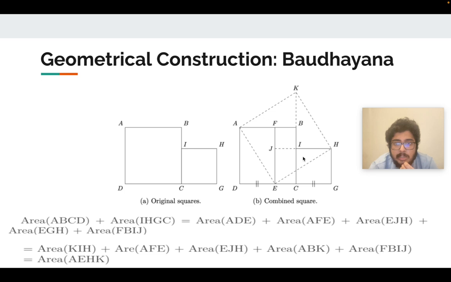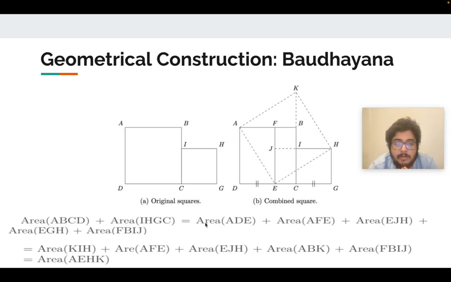A, B, C, D, and IHGC. See this triangle ADE. Note that AD is the side length of this square, right? So the area of this square is AD square. And DE, as we had already constructed, IH is equal to DE. So this is the side length of this square. So DE square is the area of this square, right? So AD square plus DE square is equal to the sum of areas of this square and this square.